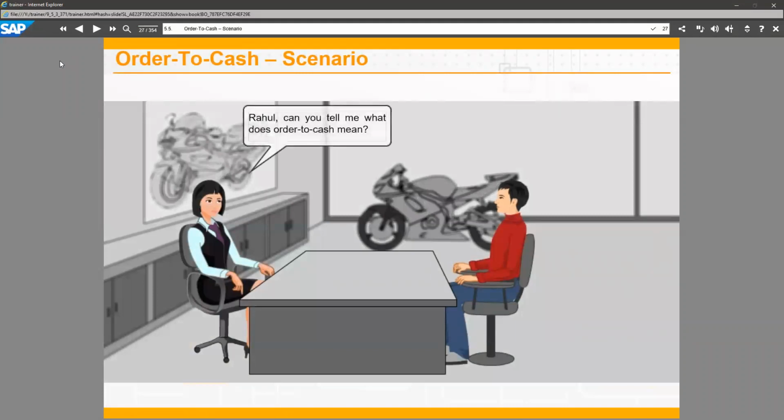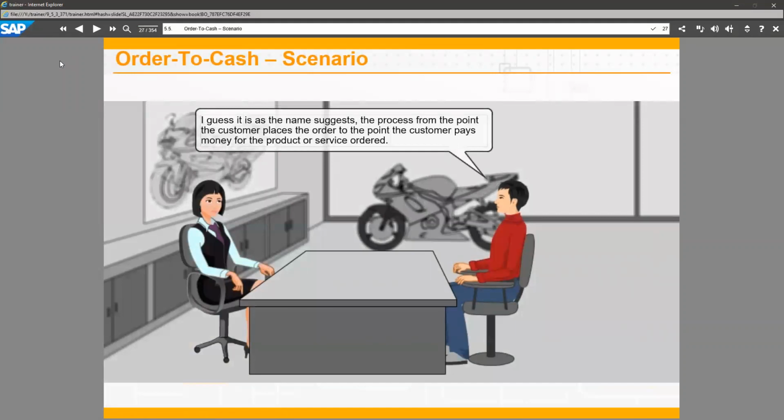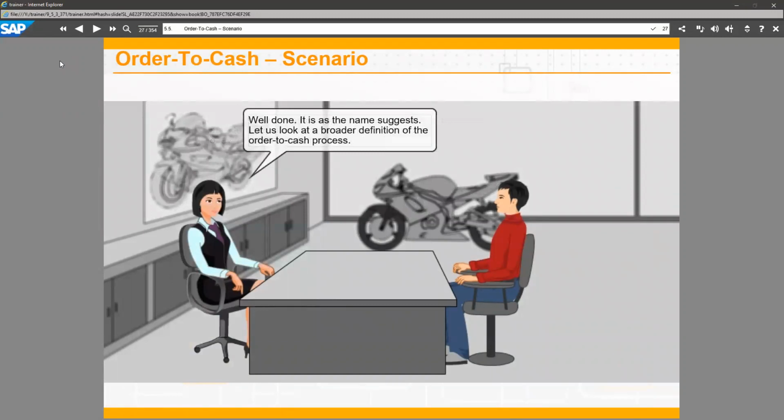Rahul, can you tell me what does order to cash mean? I guess it is as the name suggests, the process from the point the customer places the order to the point the customer pays money for the product or service ordered. Well done. It is as the name suggests.